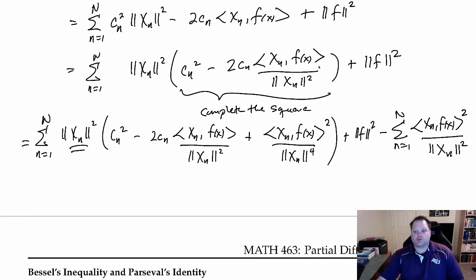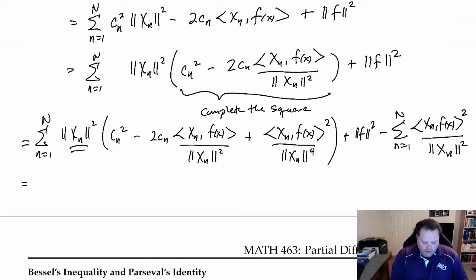All I did was took what was inside here, I completed the square on it, so I added this term in, I also subtracted that term out. So I haven't changed anything. The reason it's squared here instead of the 4th is I multiplied through by this. So if you multiply this in, it's really just xn squared when you take it out of the sum.